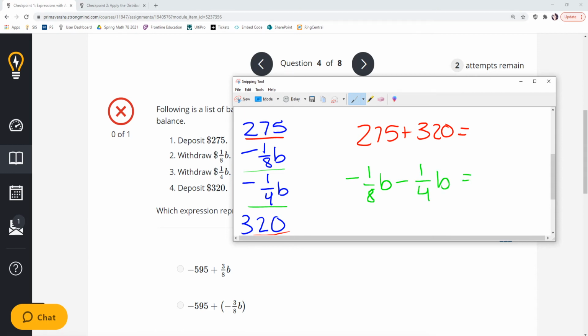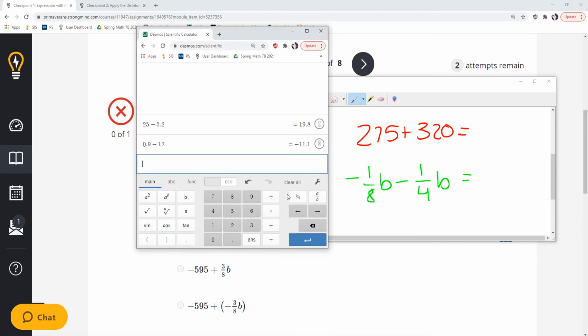So again, let's bring back our calculator to help us with our math here. I have 275, and I'm adding it to 320. And then I have a negative 1 over 8. So I have negative, my fraction, 1 over 8. Click in front of my fraction. And then I am subtracting 1 over 4. So minus my fraction sign, 1 over 4. I'm going to hit this button to convert that to a fraction for me.